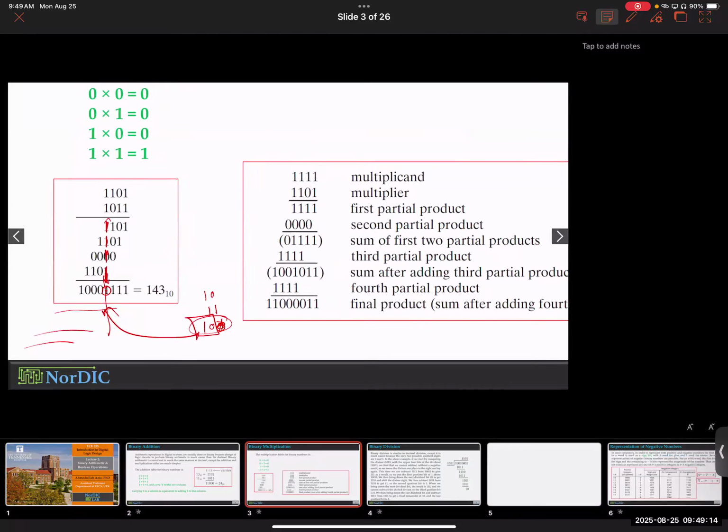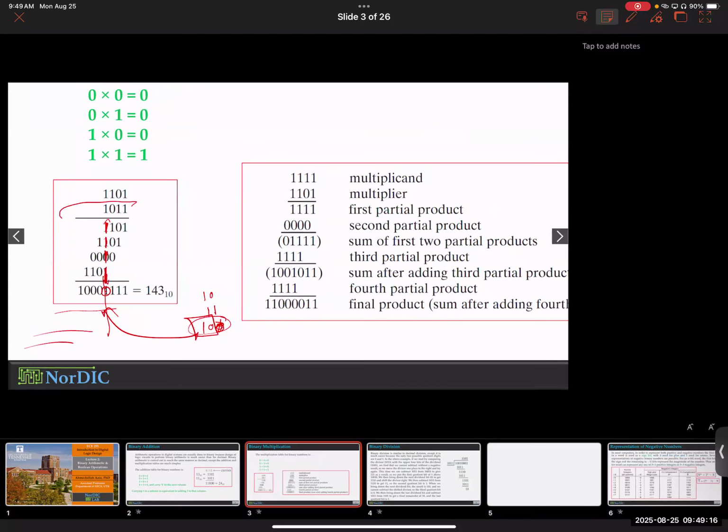And who determines how many rows will be there? The size of your numbers. You can have 8 bits, so 8 rows. You see the problem here?